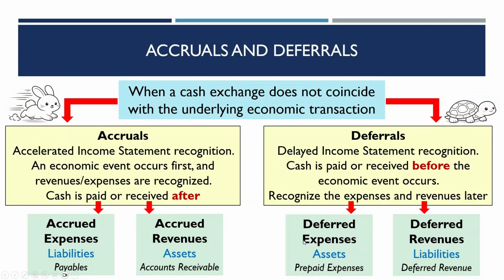The cash exchange already happened, but the insurance expense is going to be recognized slowly as time actually passes. What about a deferral of the revenue? That means we have already received the cash from a customer, but we haven't done the work yet. So we have a liability called deferred revenue. So those words, accrual and deferral, just mean accruing or rushing income statement recognition, or deferring, slowing income statement recognition, as compared to when the cash exchange actually happens.